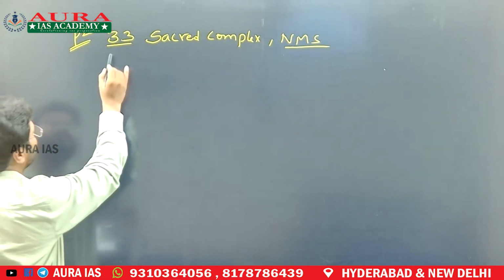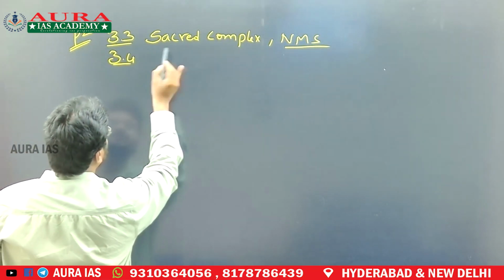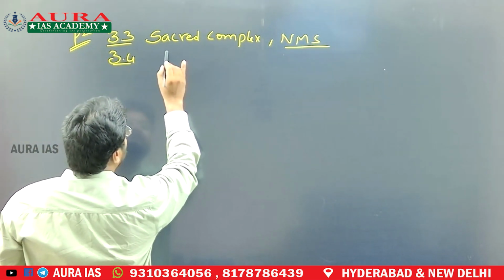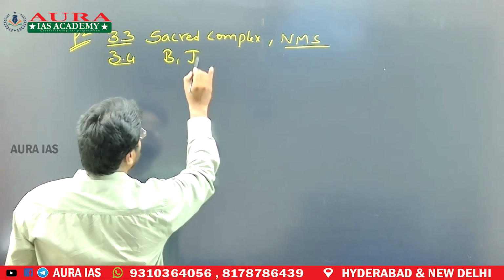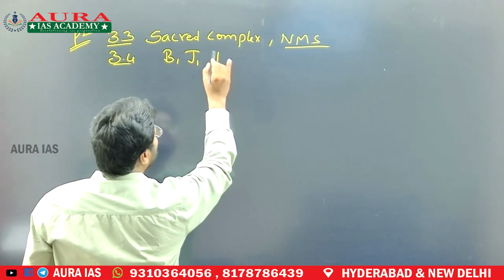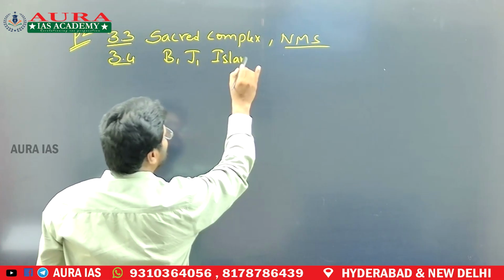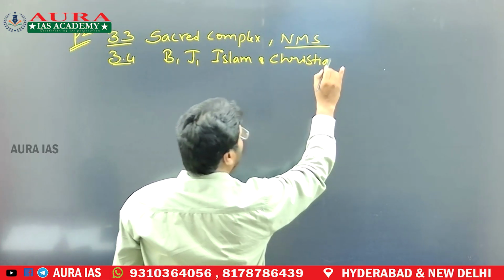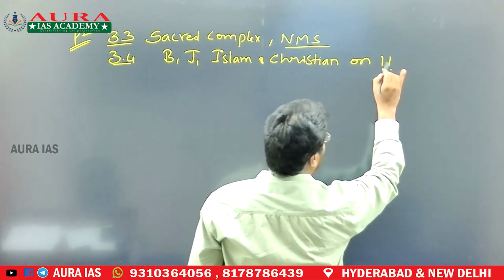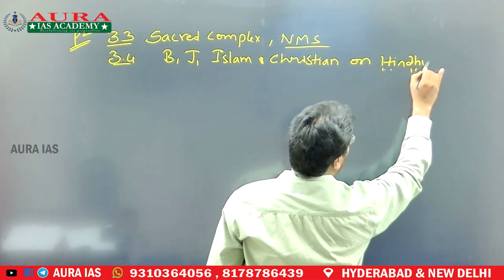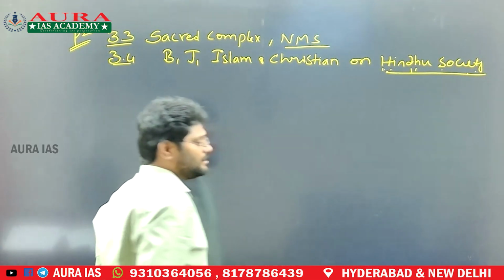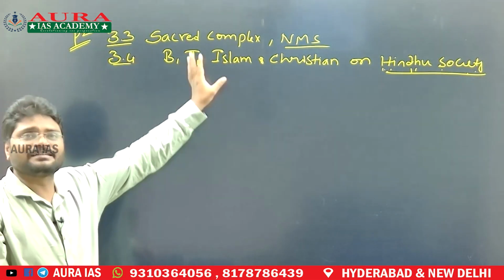3.4 is very important: the impact of Buddhism, Jainism, Islam and Christianity on Hindu society or Brahminical society. This is very important. Every year you are getting the question. It should be dealt with as priority number 1.